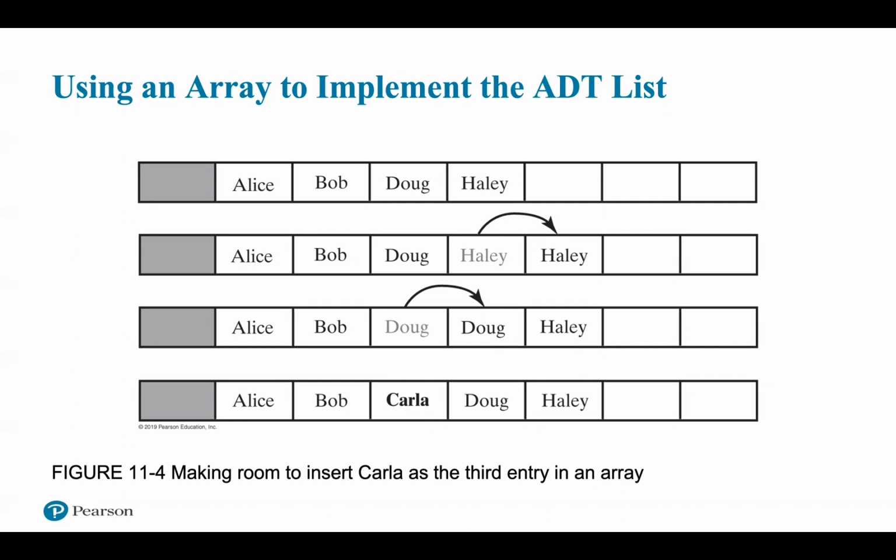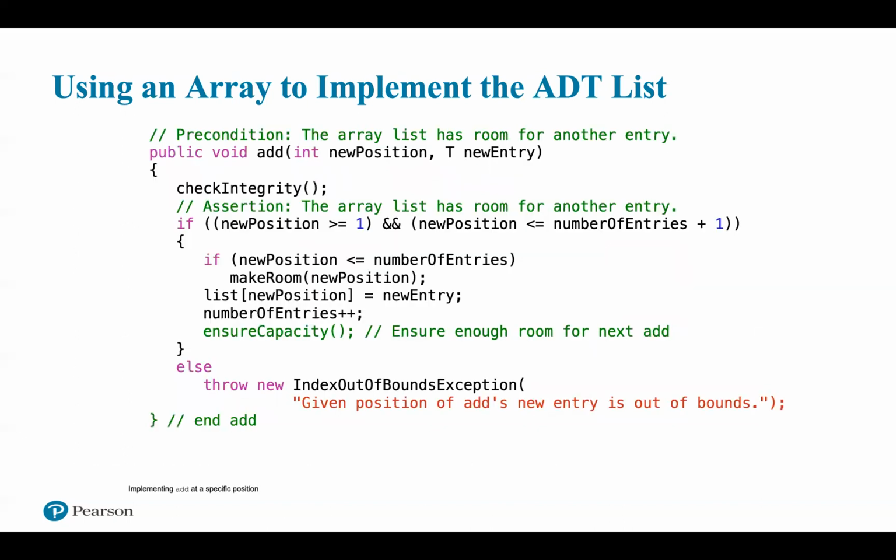In this case, make room should do nothing. What about adding to a list at a given position? The ADT list has another method that adds a new entry to a list, adding it at a position that the client specifies. Adding a new entry at an arbitrary position within the list is like adding a student to a room A in our example in segment 11.2.